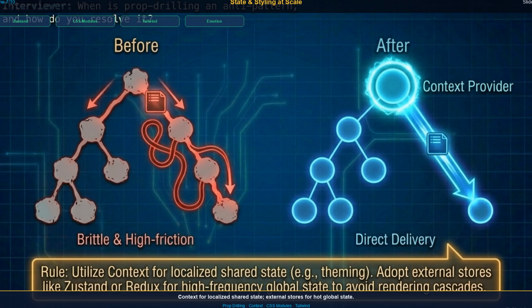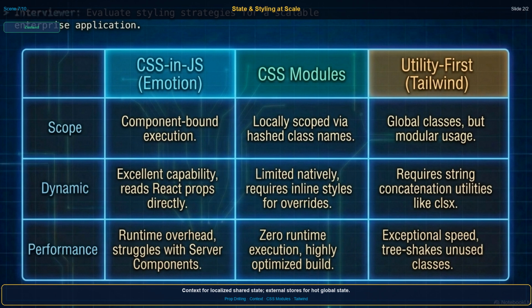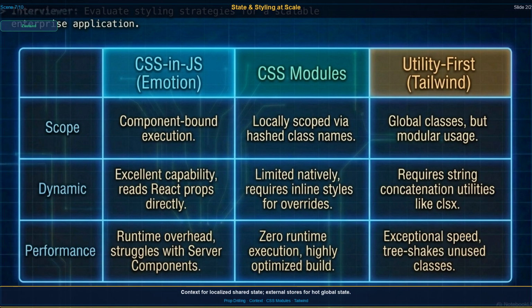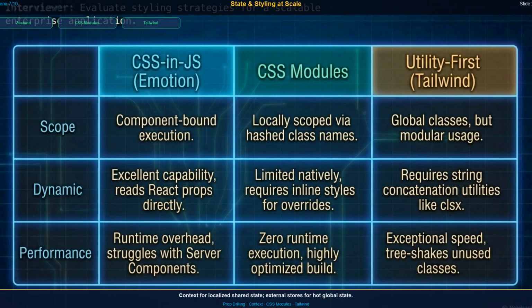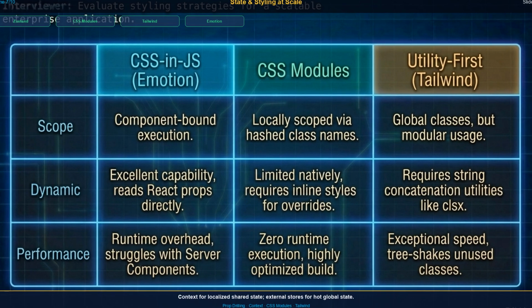Rule of thumb: context for low churn shared data, external stores for hot global state. On styling at enterprise scale, interviewers want a structured comparison, not a fanboy take. CSS-in-JS like Emotion, component-bound execution. Excellent dynamic styling that reads React props directly, but runtime overhead and struggles with server components.